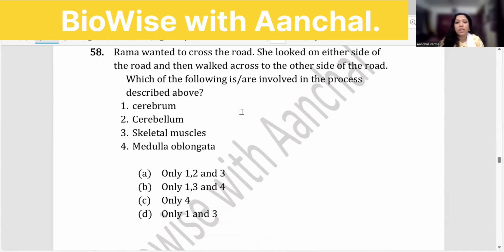She looked on either side of the road and then walked across to the other side of the road. Which of the following are involved in the process described above? Now, when she's looking here and there, she's taking the decision. So, cerebrum, right? Then cerebellum for maintaining the coordination and all.